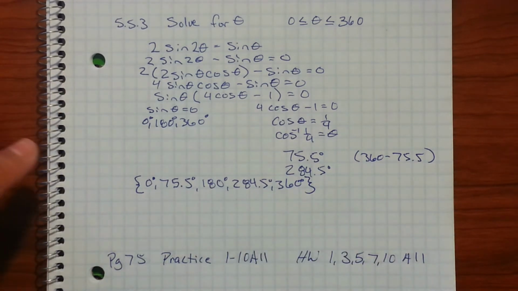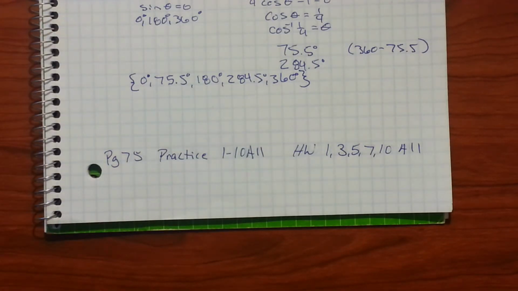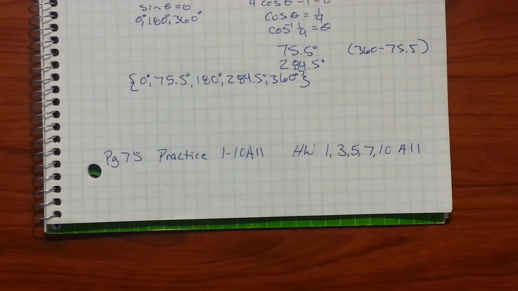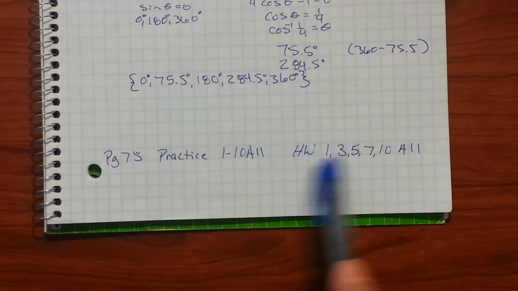Alright, the homework assignment for this, page 75, 1 through 10 all, 1, 3, 5, 7, 10. So 10 all. So all for all those problems there.